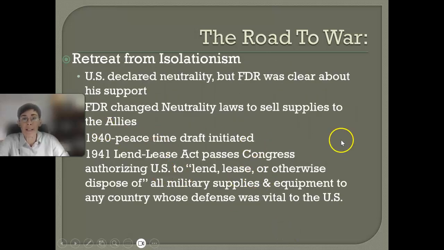So we start retreating from isolationism with FDR. We declared our neutrality, but FDR was clear about who he supported. He changed neutrality laws to allow us to sell supplies to the Allies. That way we could help support them, at least materially, if not get involved specifically, right? In 1940, like I said earlier, the peacetime draft was initiated. In 1941, we get the Lend-Lease Act. The Lend-Lease Act authorizes the U.S. to lend, lease, or otherwise dispose of all military supplies and equipment to any country whose defense was vital to the U.S. And of course, that was the Allies, Great Britain and France, and to start with, at least, Joseph Stalin and the Soviet Union.